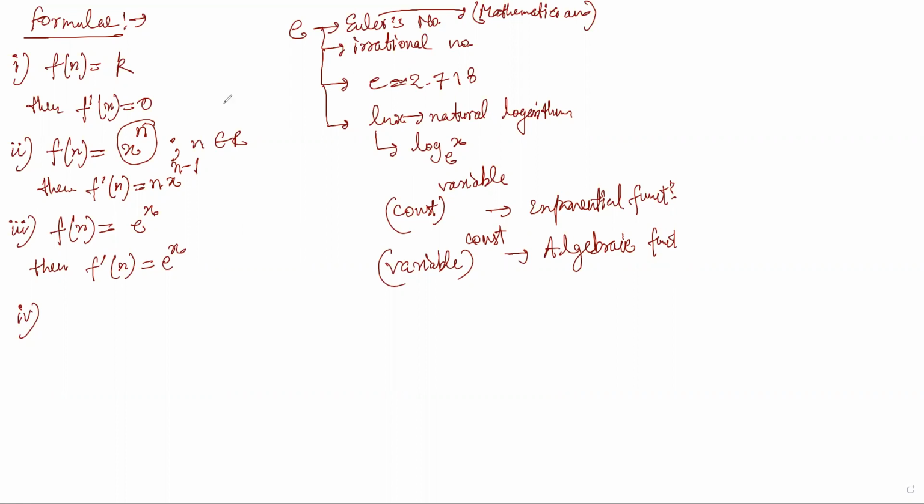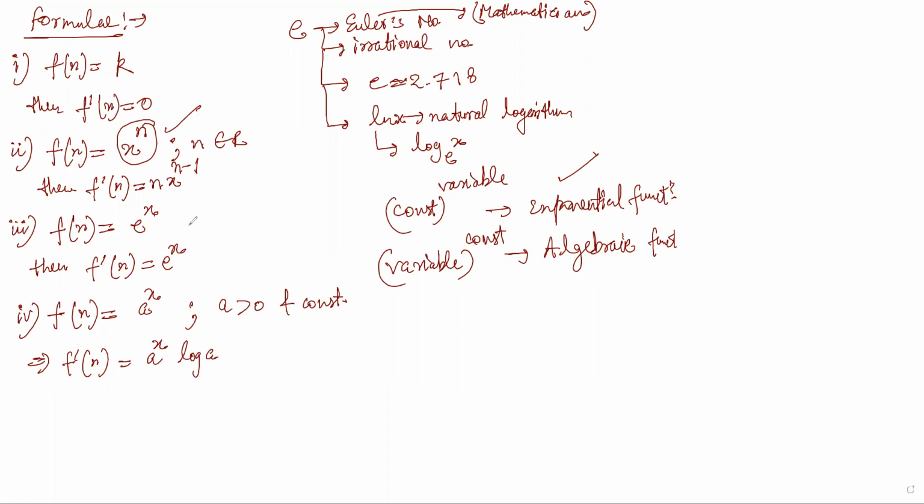So when you have algebraic function, the rule is this. When you have exponential function, then rule is this fourth one. This third one is the special case of fourth. So fourth is a to the power x, where a is constant. Constant to the power variable is an exponential function. So what is the differentiation of exponential function? a to the power x log a. Now, why did I say that this is the special case of fourth? Because if you take a as e, this becomes e to the power x log e, and log e is 1. That is why the answer is e to the power x only.